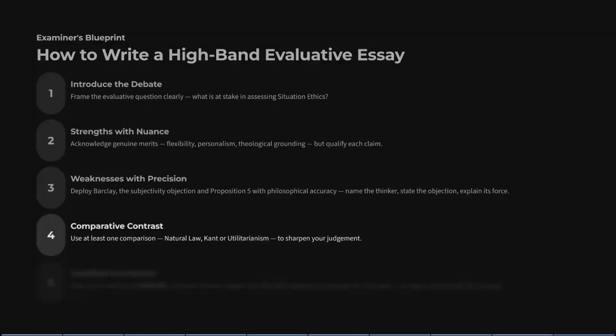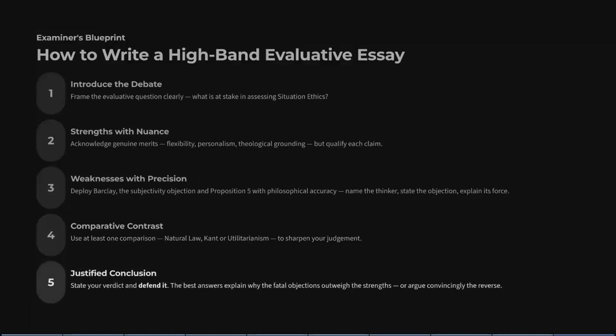Step 4. Comparative contrast. Use at least one comparison, natural law, Kant, or utilitarianism, to sharpen your judgment. Show what a different kind of theory does in response to the same problems. And this is what raises your essay to genuine philosophical analysis rather than a description of a single theory.